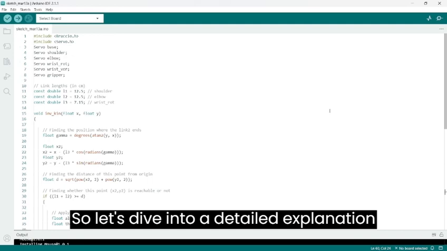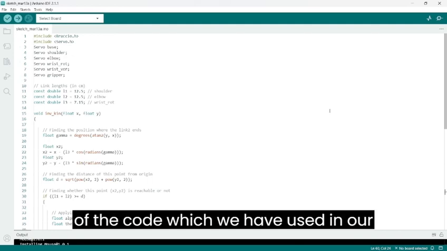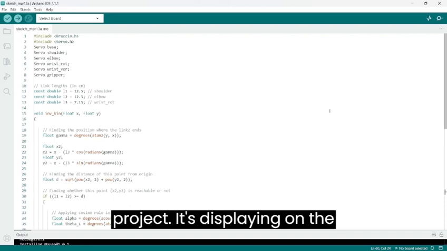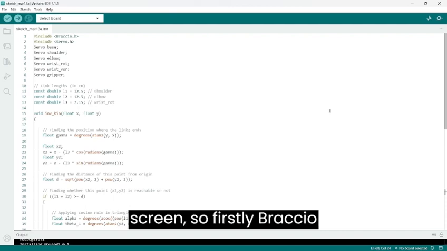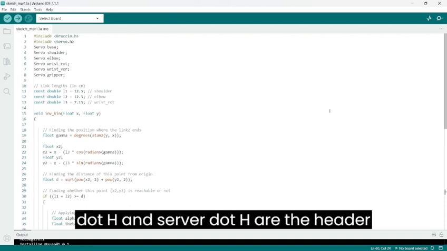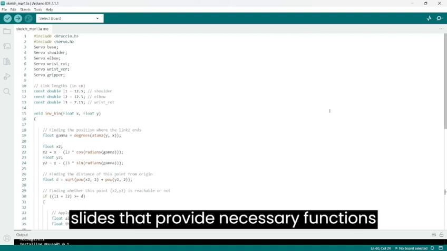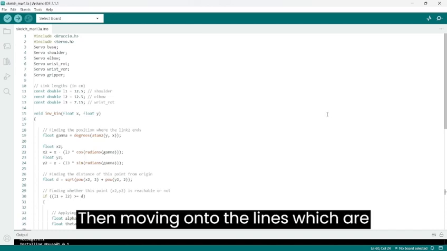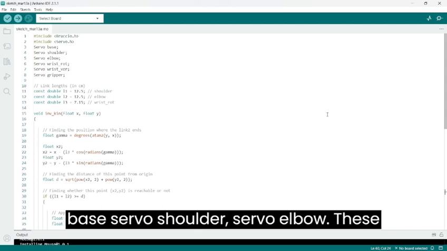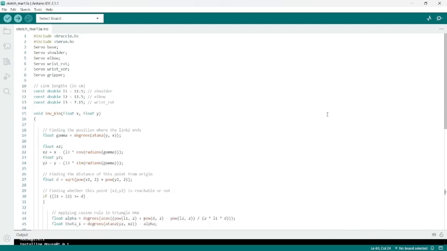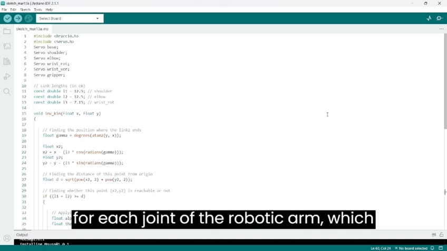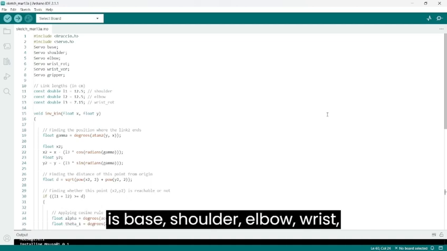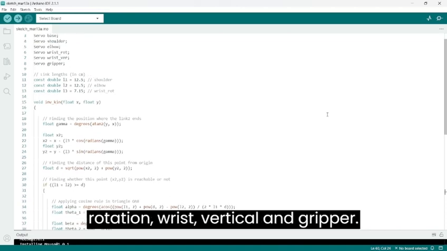So let's dive into a detailed explanation of the code which we have used in our project. It's displaying on the screen. Firstly, Brachio.h and Servo.h are the header files that provide necessary functions and definitions to control the robotic arm and servo motors respectively. Then moving on to the lines which are showing on your screen, that is the servo base, servo shoulder, servo elbow. These are the lines which declare servo objects for each joint of the robotic arm, which is base, shoulder, elbow, wrist rotation, wrist vertical, and gripper.